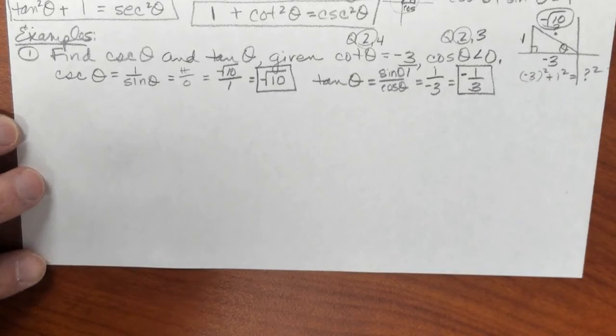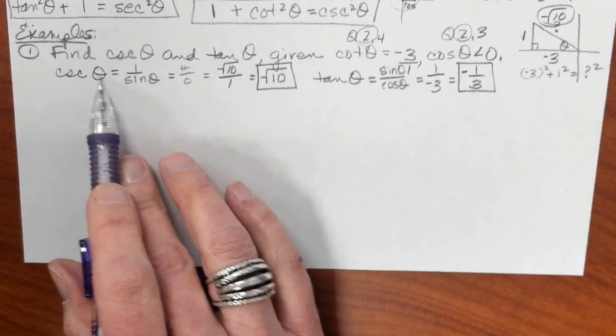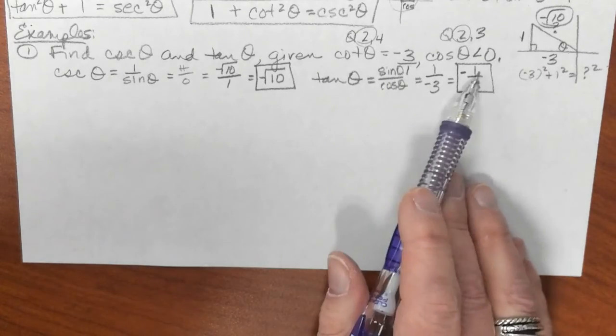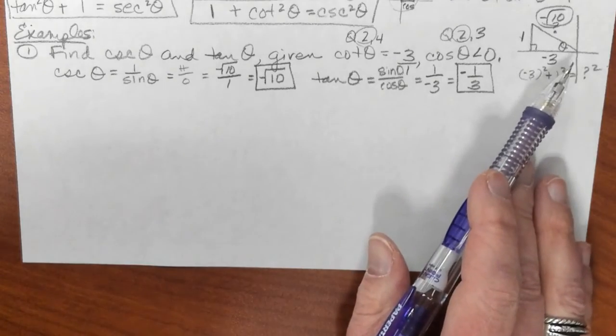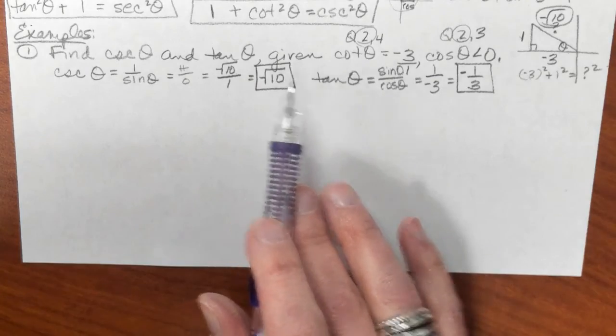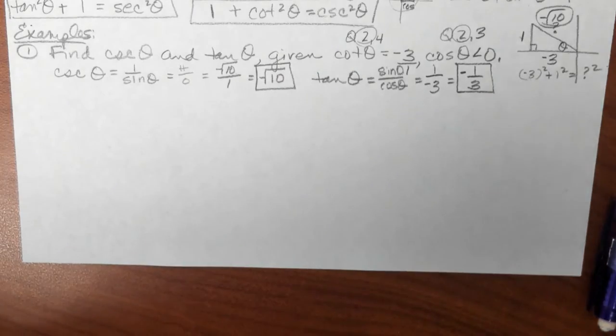Now you've done this before. This is not new. Here we're introducing some of these identities, but it's the same thing. Figure out which quadrants you're in, get the missing sides, and then you can figure out any of the values. Okay, I'm going to stop the video here, and then we'll do the other 4 examples in the second video.